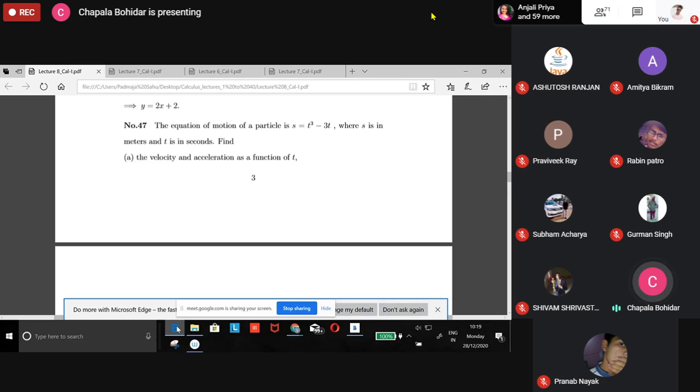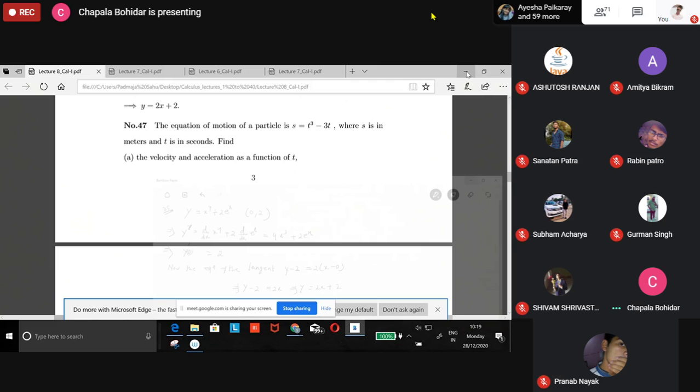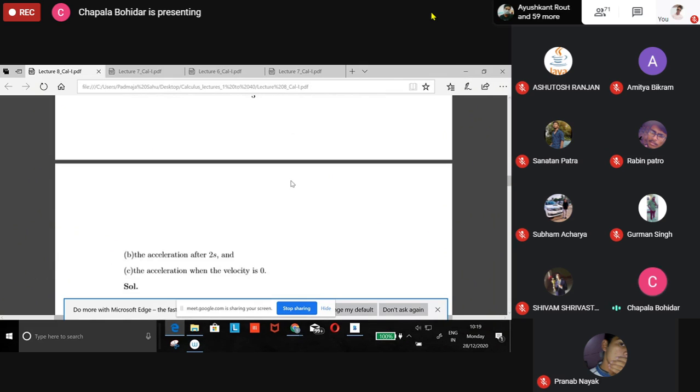The equation of motion of a particle is s is equal to t cubed minus 3t. So I am going to discuss. Ma'am, can you show the bit B and bit C? Okay. Visible? Yes, ma'am, done.